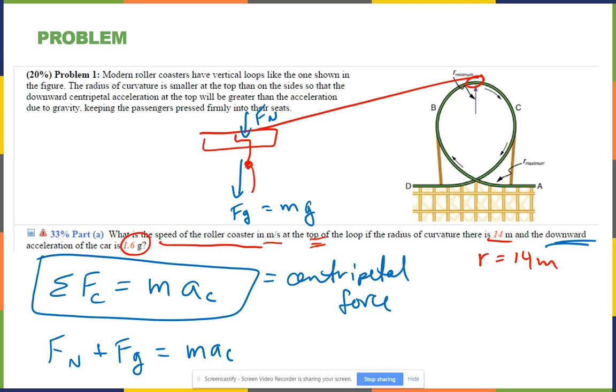Now, the problem asks me what the speed of the roller coaster is. I need to solve this for speed. There's got to be a part B here that I skipped out on. That's what's the normal force, I think. Oh, actually, we don't have the mass, so you can't ask that either. How do I find what the speed is?